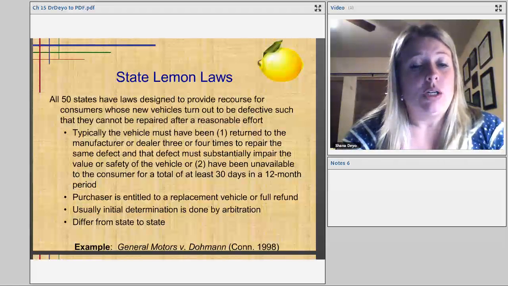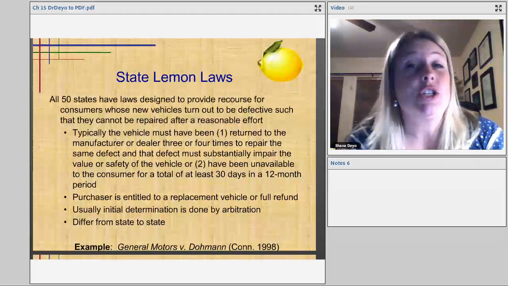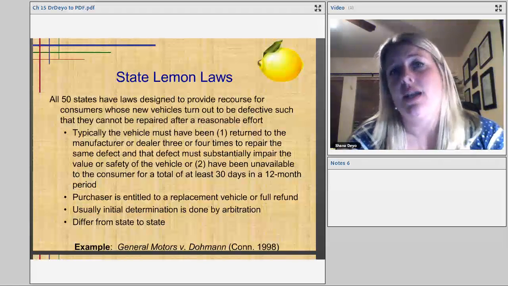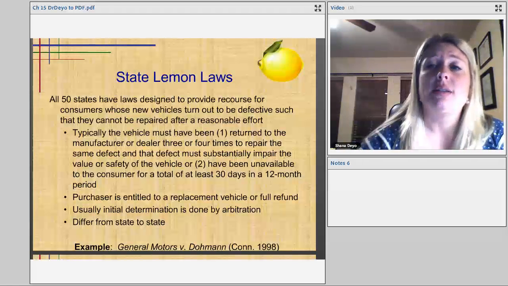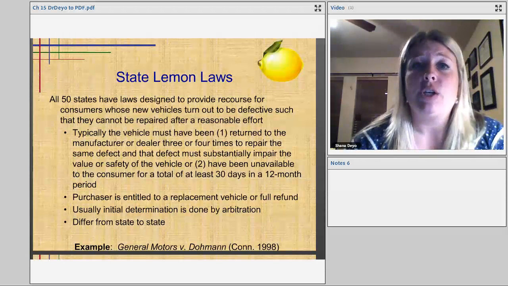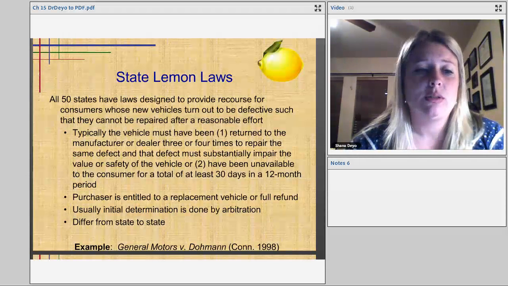The usual determination is going to be done by arbitration in most states, and it does differ from state to state, and states are continually changing these laws because they don't want it to be too unfair to the manufacturers or dealers as well.